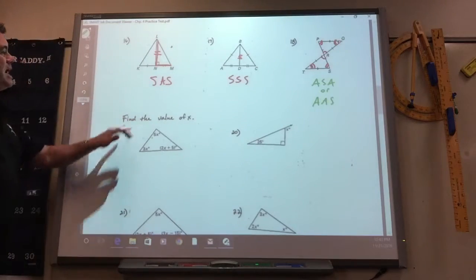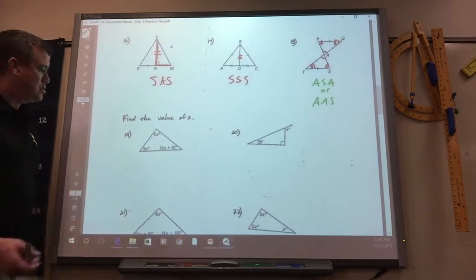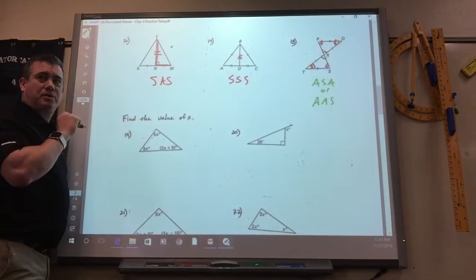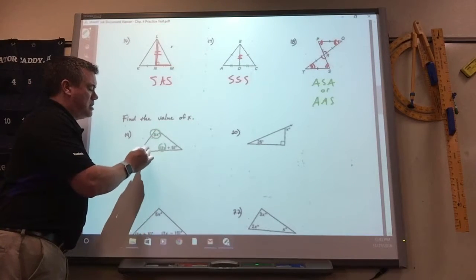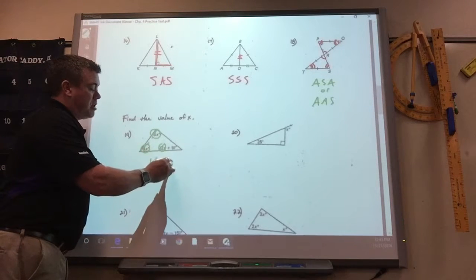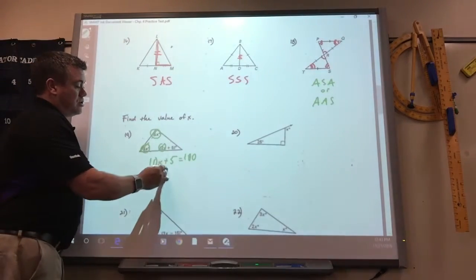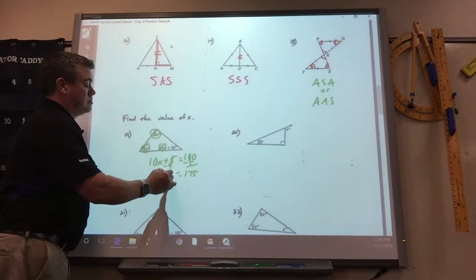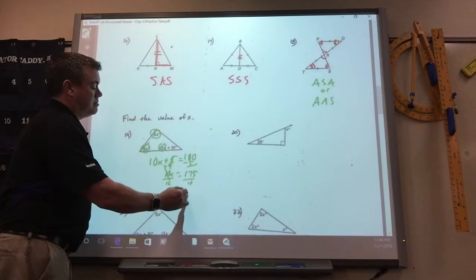Okay, find the value of x. What did I got to add up to? 180. So, this plus that is 180. So you can just combine the like terms right away. A 5x and a 2x and a 3x is 10x's. And then you still have plus 5 equals 180. So we just got to subtract 5, divide by 10, and you get 17.5.